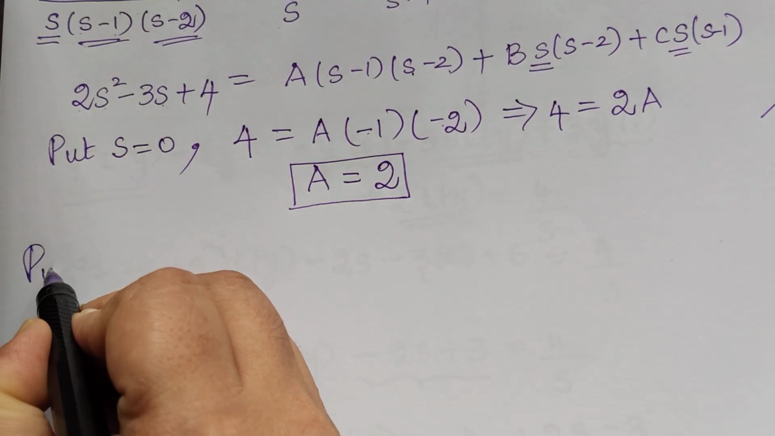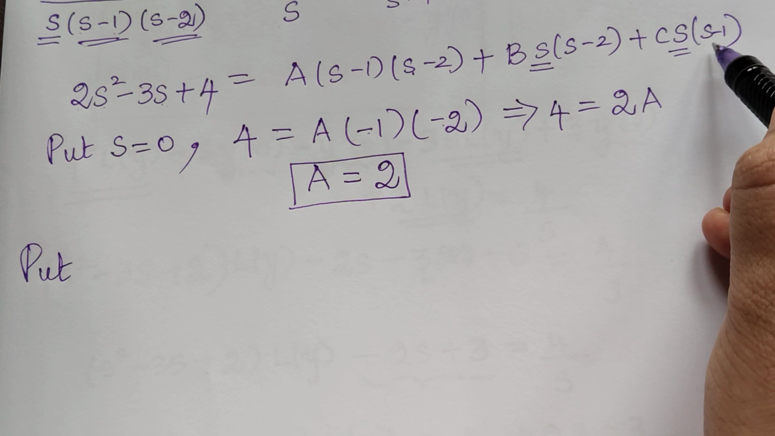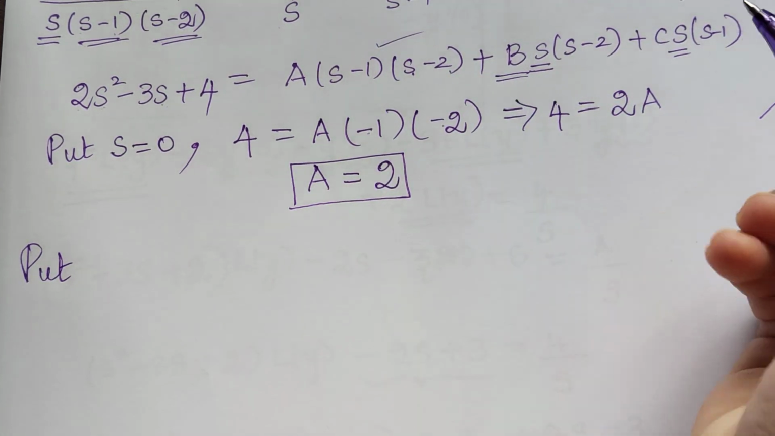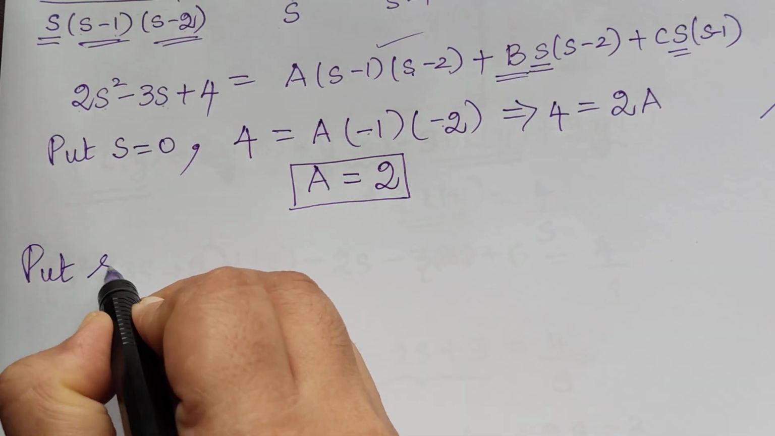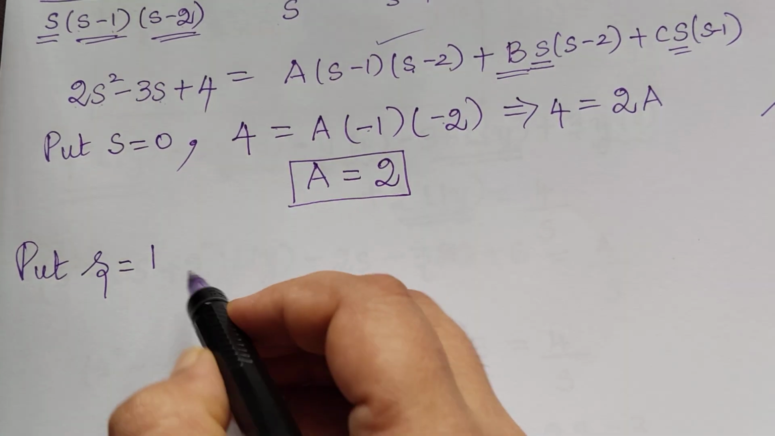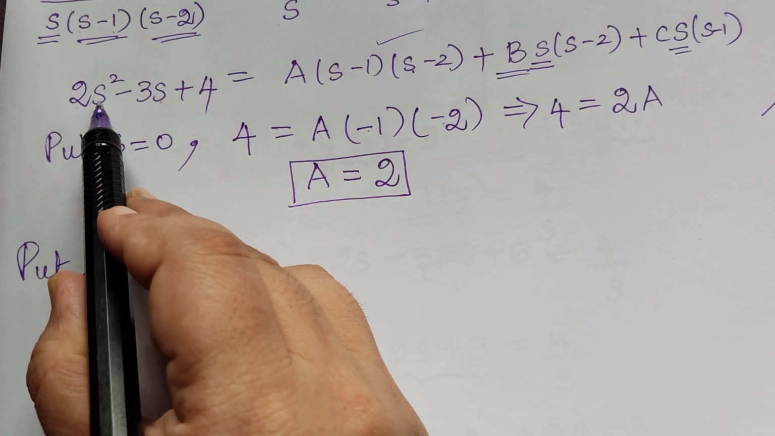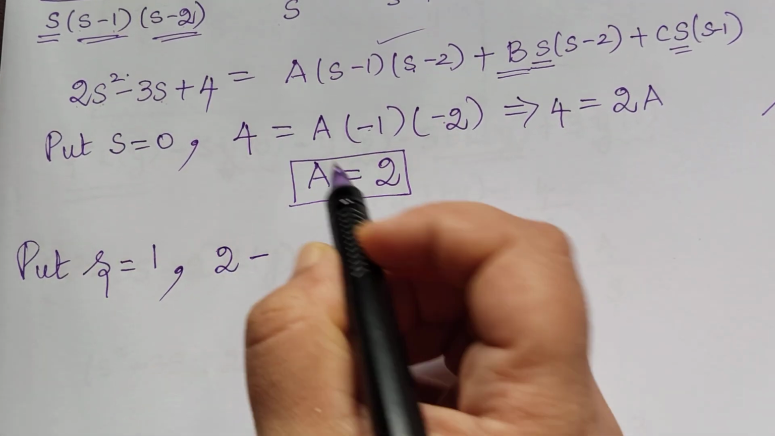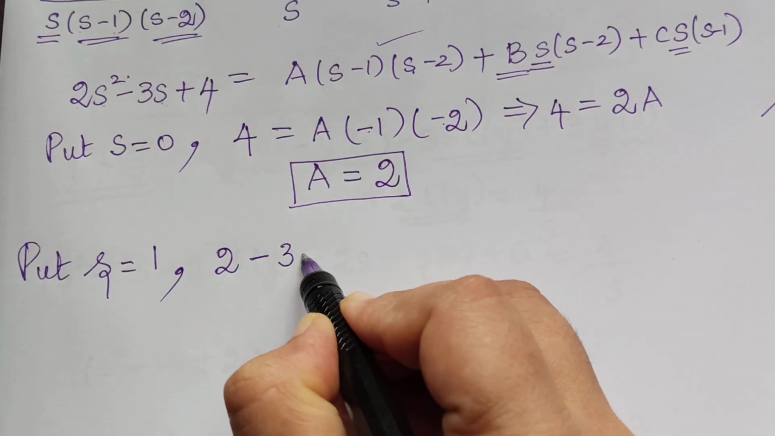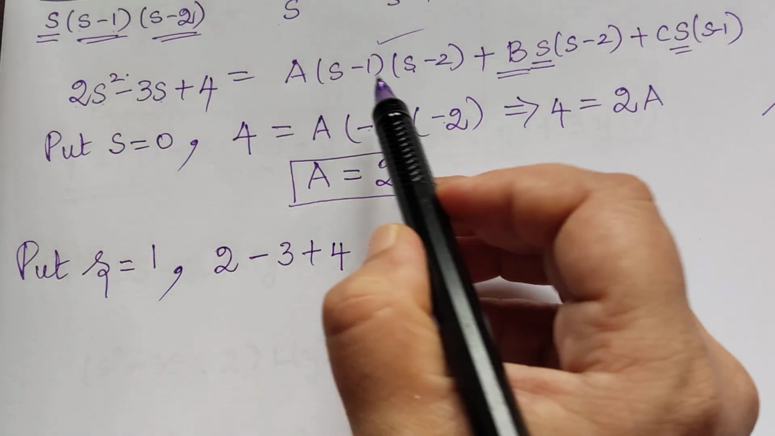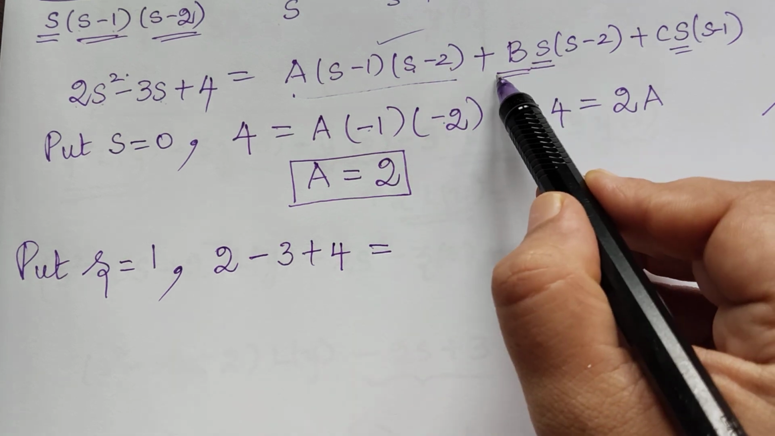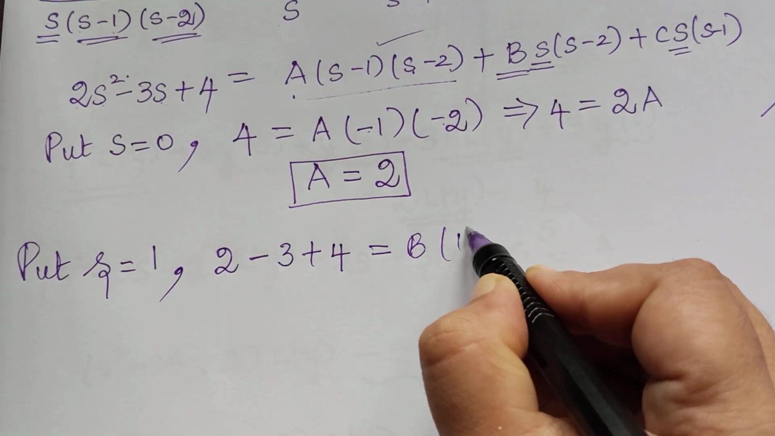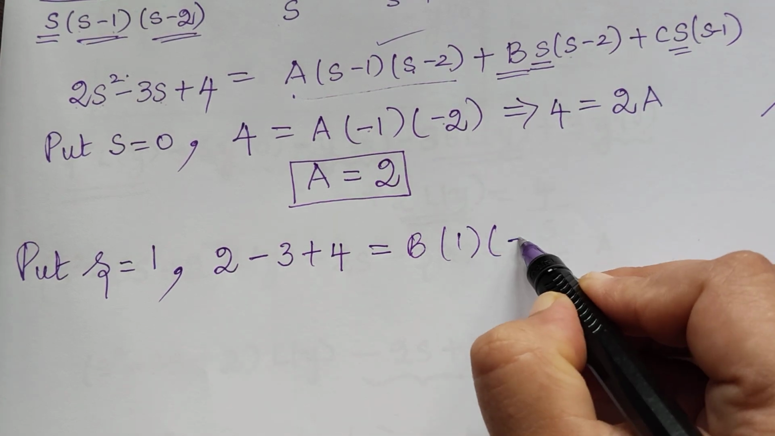Next we shall put another value. For example, if we put s is equal to 1, this term and this term will vanish, so that we can find the value of b. So put s is equal to 1. On the left we will have s squared, so 1 squared. So 2 multiplied with 1 is 2, minus 3 multiplied with 1 is 3, plus 4 is equal to, here it will become 0. This term, when we put s is equal to 1, will be b into 1, and then 1 minus 2, which will be minus 1.